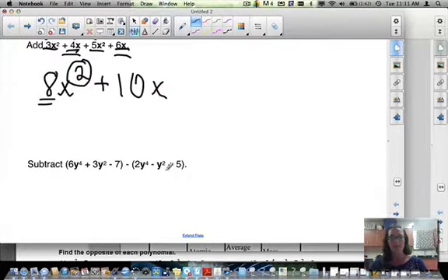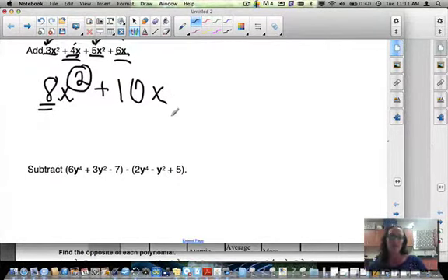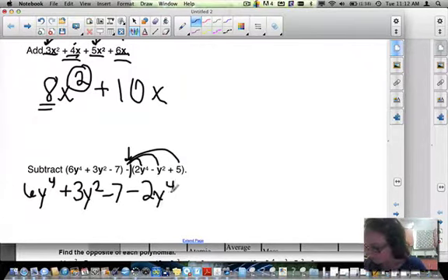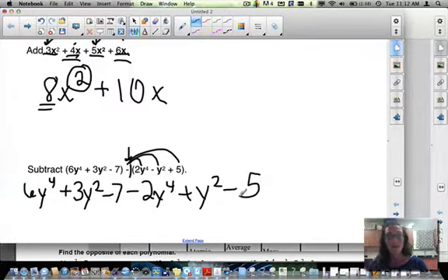All right, subtracting when you have parentheses is a little bit different. The first term, whenever you have parentheses, I just want you to rewrite it without them and then combine your like terms. If there is a subtraction sign in between, you want to distribute that term. So it's going to be a negative 2y to the 4th plus y squared minus 5. And then again, you're going to combine like terms.